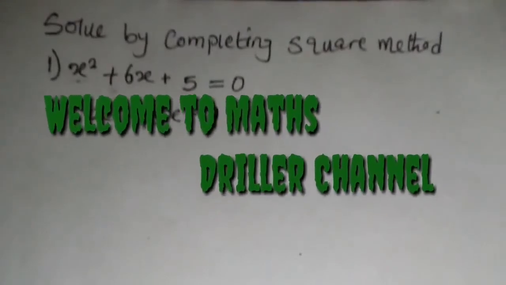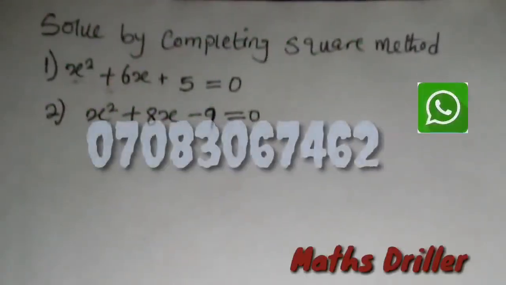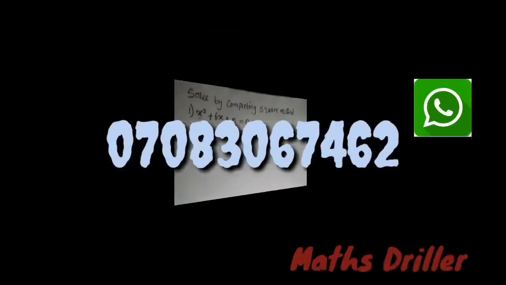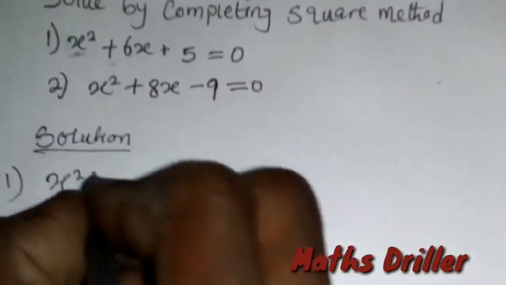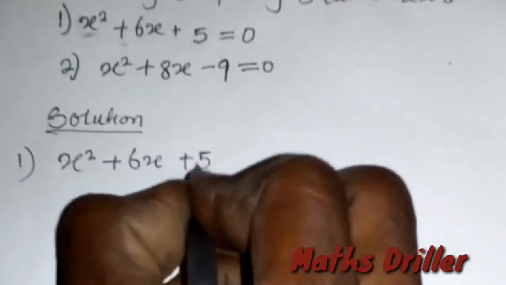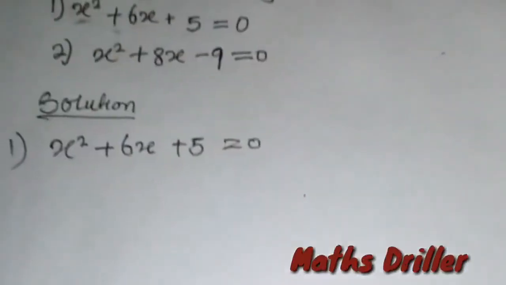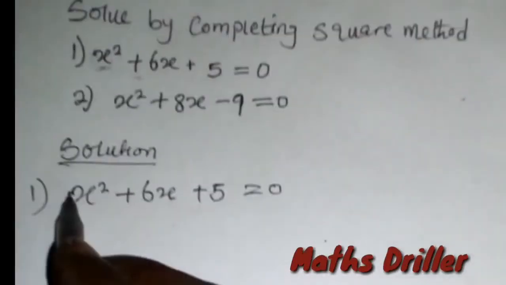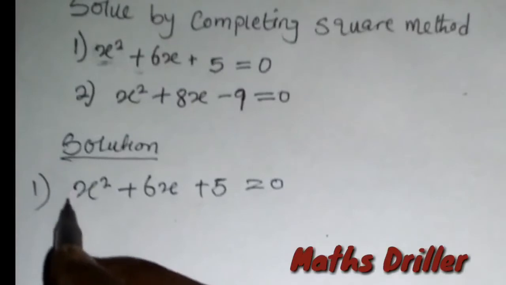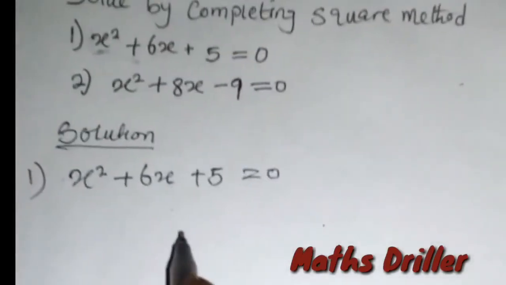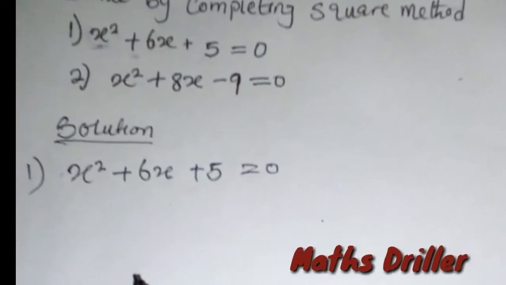In today's tutorial, we are going to apply the completing square method in order to find the roots of a quadratic equation. We have x squared plus 6x plus 5 is equal to 0. To apply the completing square method, we need to make sure that the coefficient of x squared is 1, and it is 1, so we just proceed to find the roots of the quadratic equation.